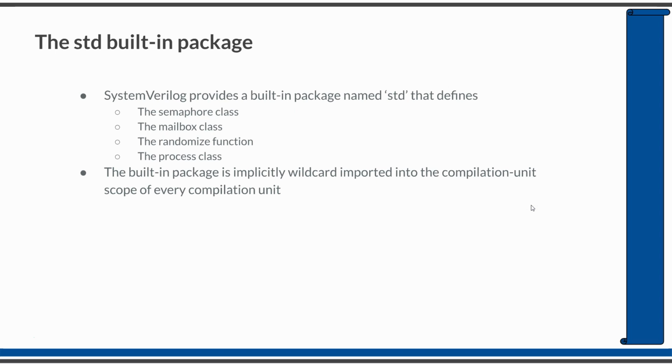Before binding up, just understand that there is a built-in package in SystemVerilog named STD. The STD package provides a lot of built-in code that is ready to use in your code. Some of them are the semaphore class, the mailbox class, the randomize function, the process class, etc. While learning semaphore, you learned that semaphore is a built-in class, and that class is defined in the standard STD package. This STD package will be implicitly wildcard imported into the compilation scope. So you don't need to explicitly specify import STD. It will be implicitly available in the compilation scope.